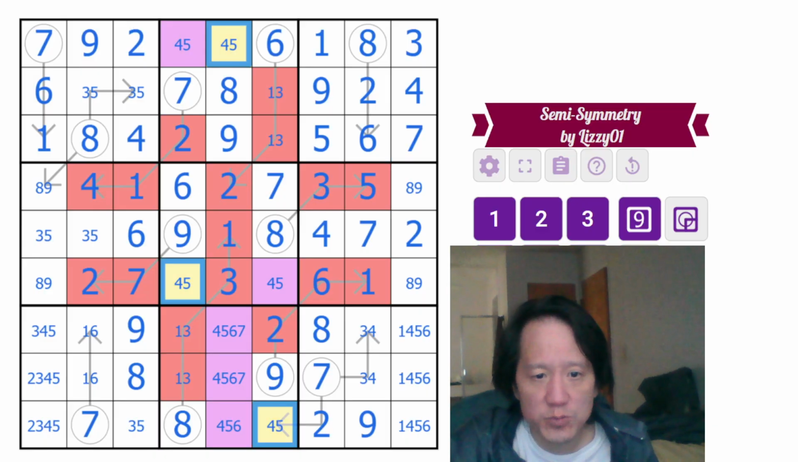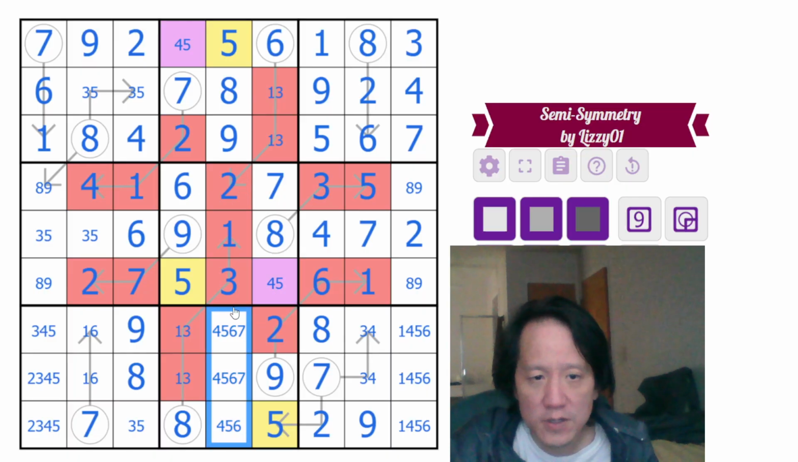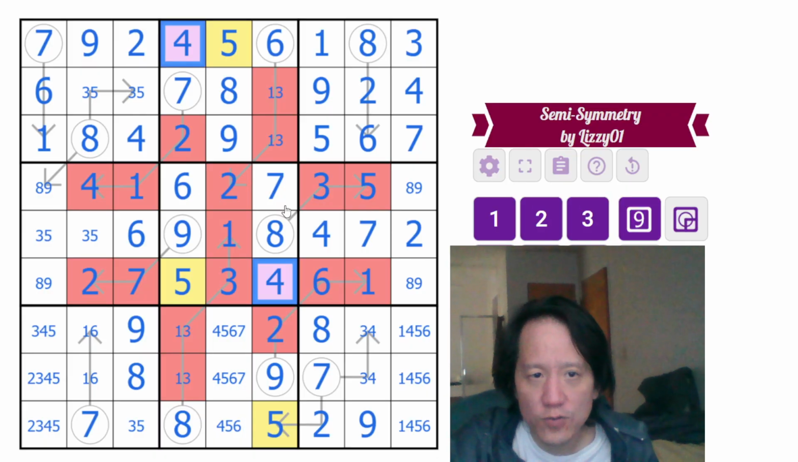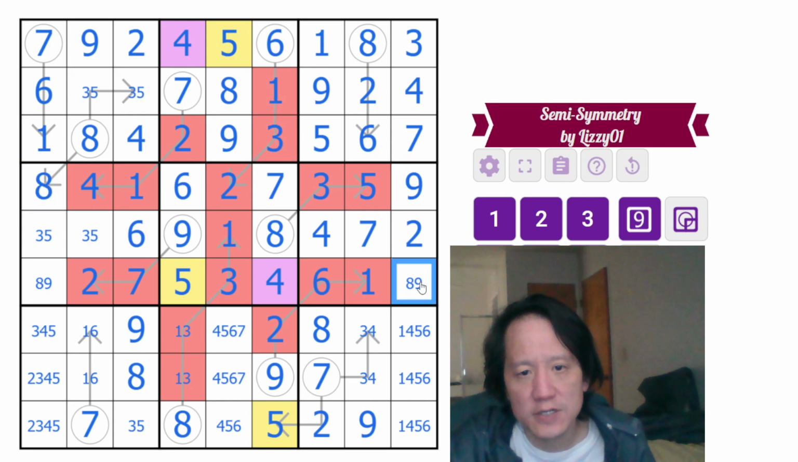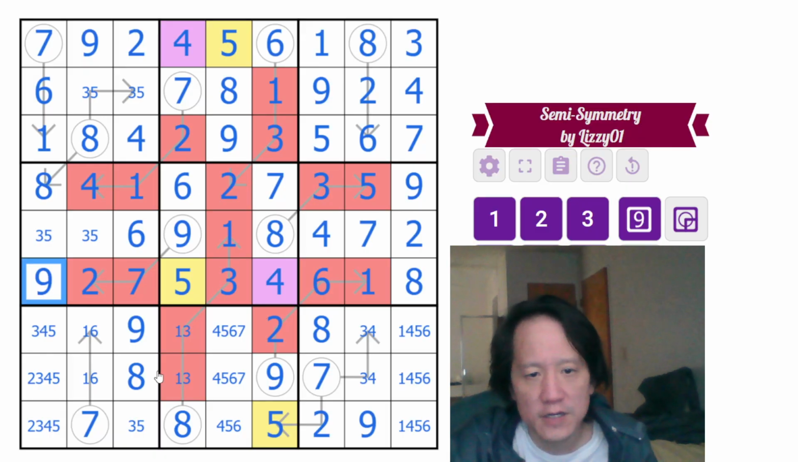All the yellows become 5. All the pinks are 4. Well, we'll remove this pink. So therefore, these are 4. This can't be 3 anymore. This is 1. This is 3. This has to be an 8. This is a 9. This is an 8. This is a 9. This can't be 2 anymore, so therefore this is 2.